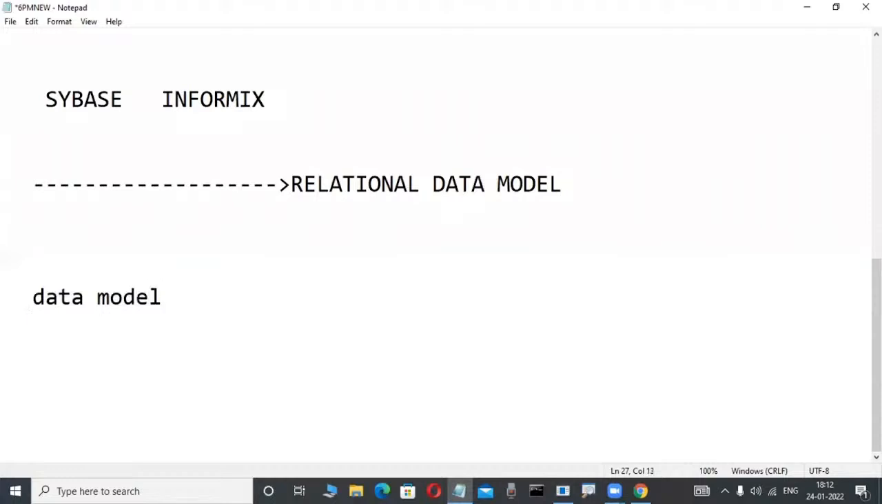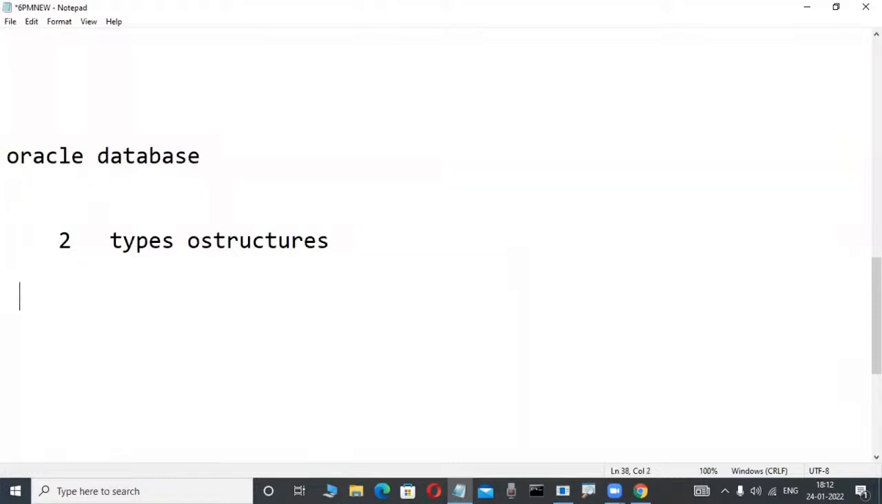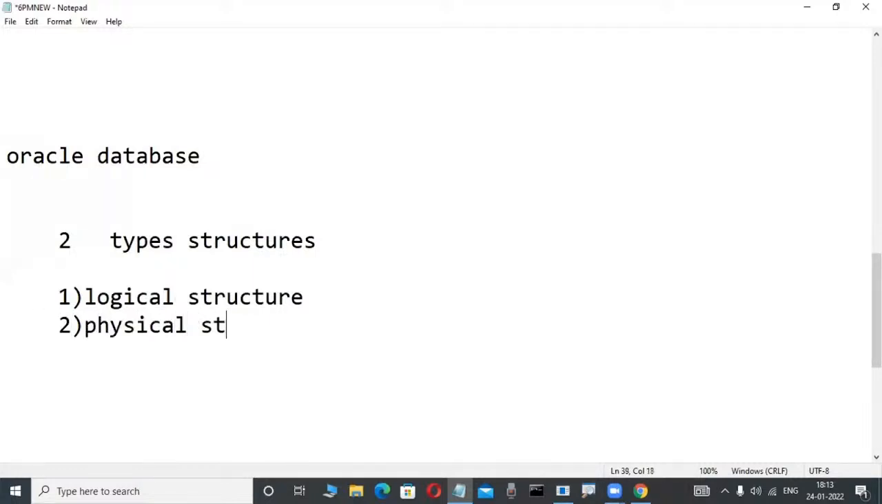Slowly observe here. Anybody who attended the previous class, I am telling one thing. Suppose Oracle is a product here. This Oracle database, or any relational database, has two types of structures, as I told in the previous classes. One is the logical structure, another one is the physical structure. Logical structure, and physical structure.